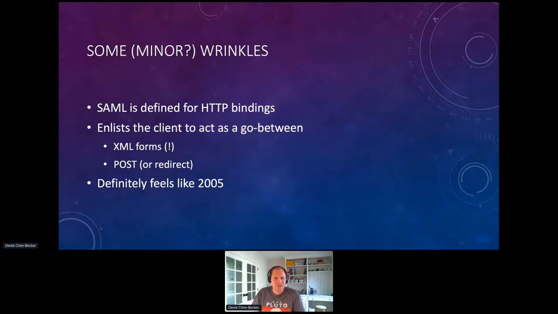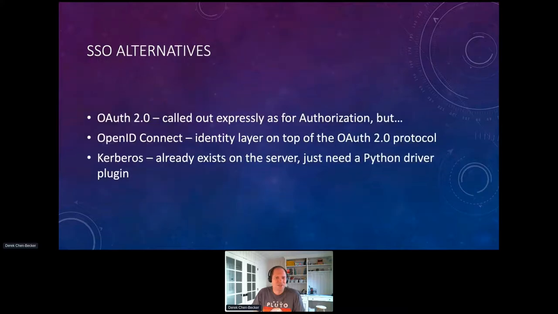If we look to slightly more modern alternatives, there is OAuth 2.0. They do expressly call it out for authorization only. I can't remember if the spec explicitly says do not use for authentication, but I think it definitely says out of scope a lot in the document.